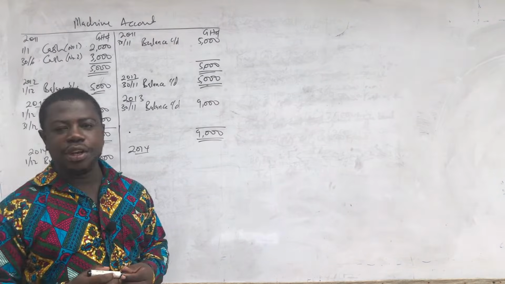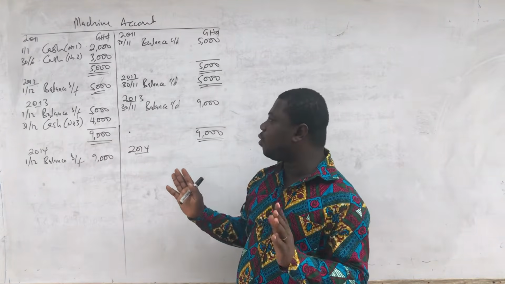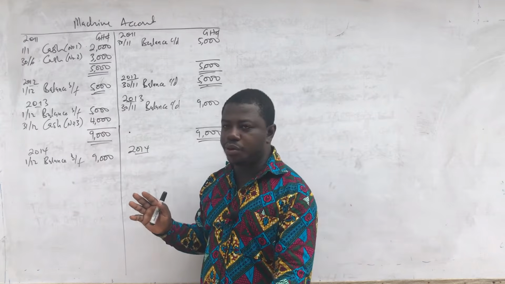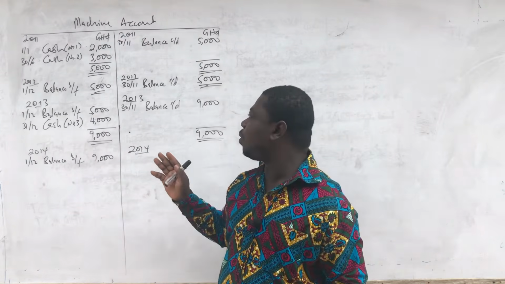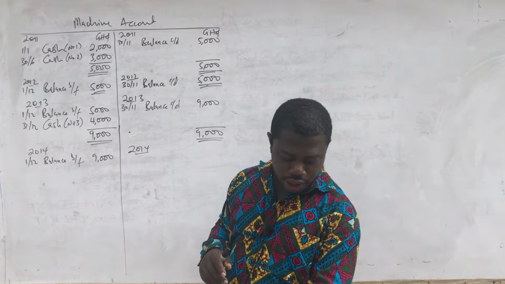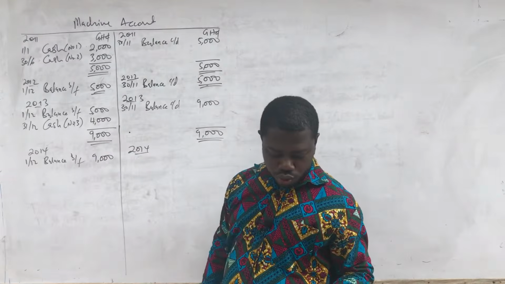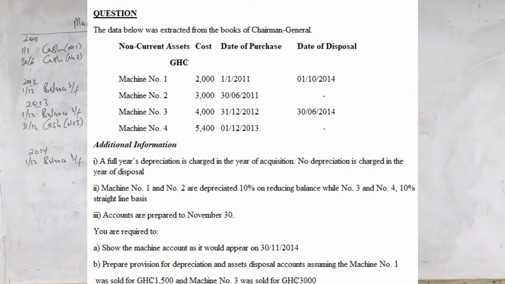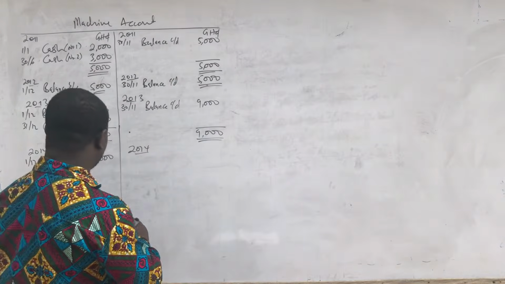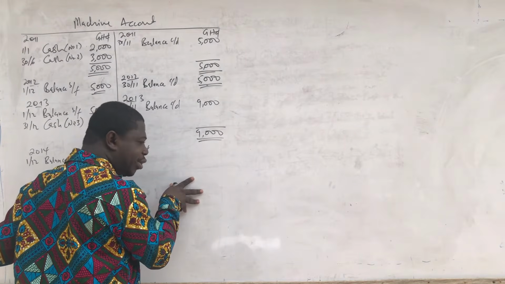So it is very, very simple. For the machine account, it is very easy. We are just interested in whether we bought at the cost and whether we sold and what was the original cost. Now, finally, in 2014, we bought one more asset, which is machine number 4. But we sold machine number 1 and number 3 as well. So let us take note. We will record the acquisition here and then record the disposal here, all at the original cost.